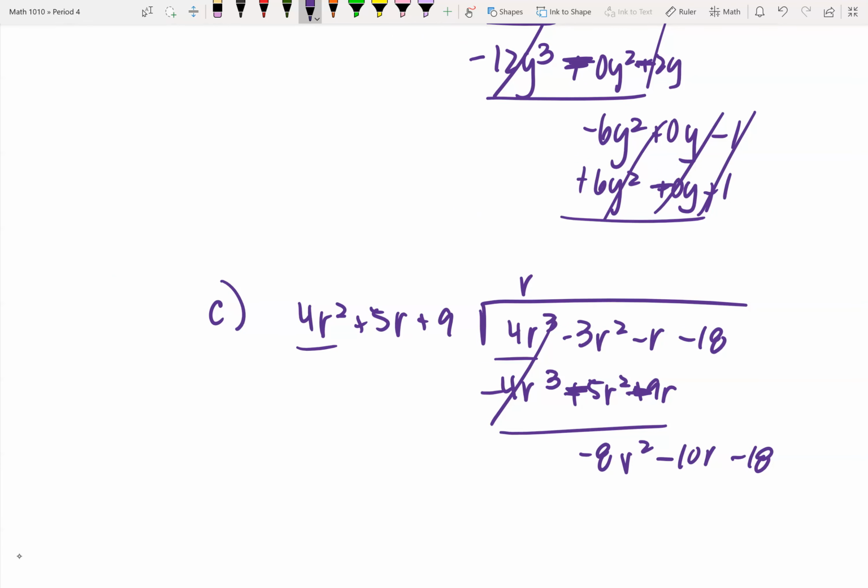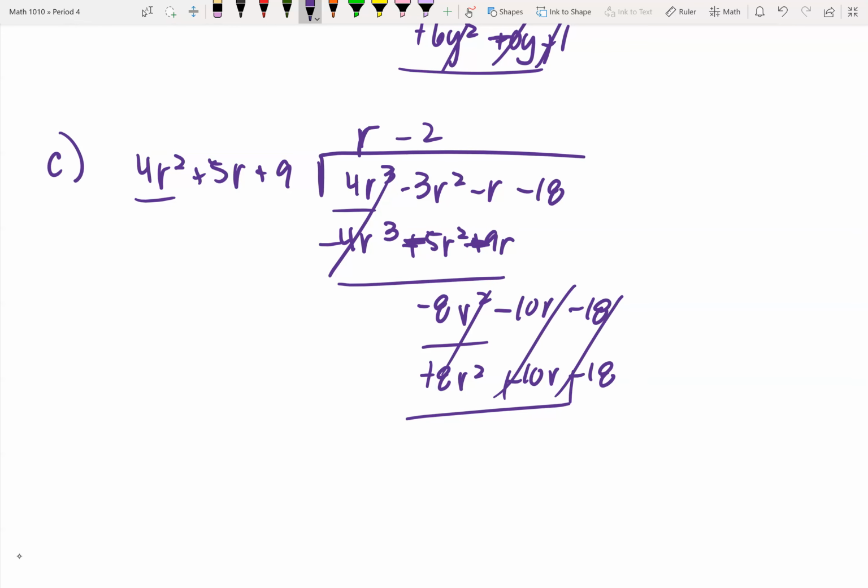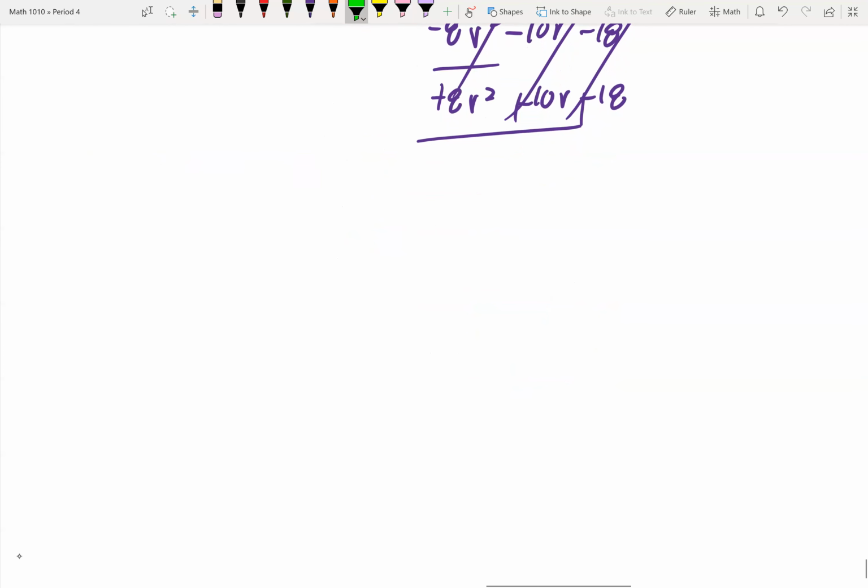Bring down the 18. What do I multiply by 4r squared to get a negative 8r squared? It's a negative 2. Negative 8r squared minus 10r minus 18. Change the signs. Everything cancels. No remainder. There's my answer. Okay, 34. I'm almost done, guys.